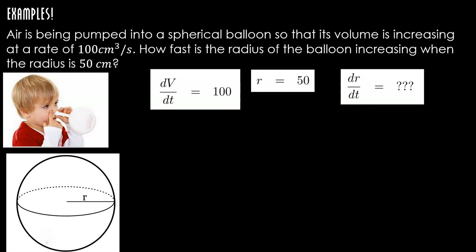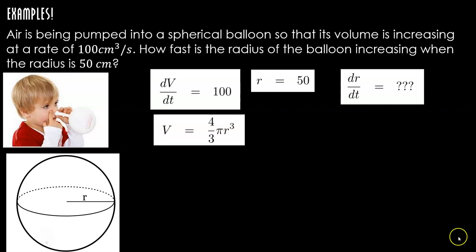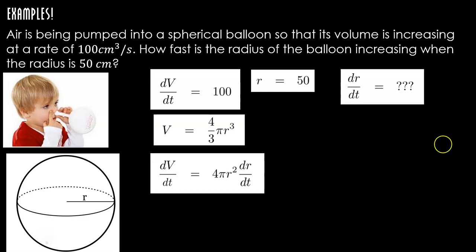So I need an equation that relates volume to radius. And the volume of a sphere, as we all know, or we will figure it out if we ask ChatGPT, is 4/3 pi r cubed. So I have my equation. I take the derivative with respect to time. We get dV/dt is equal to 4 pi r squared dr/dt.